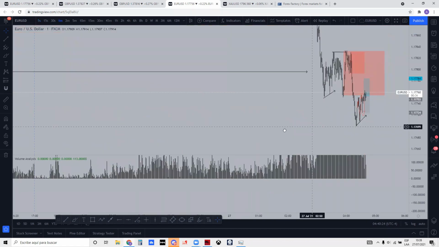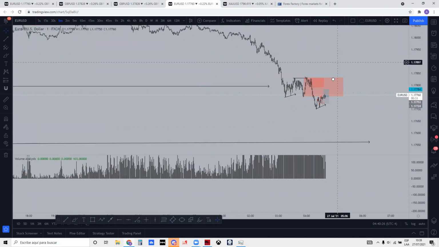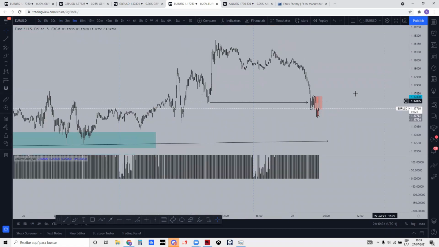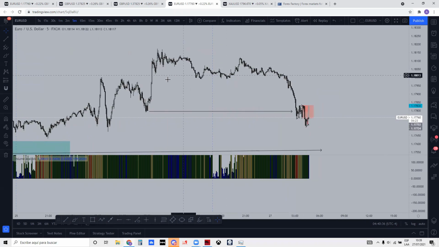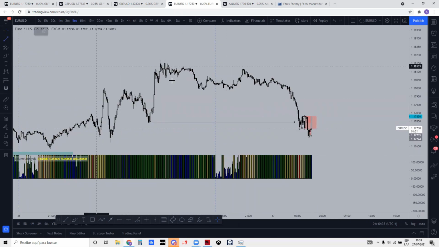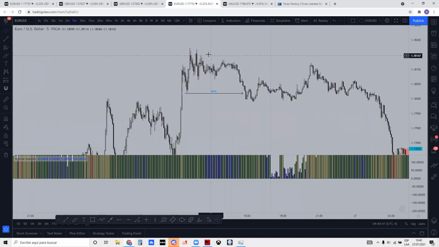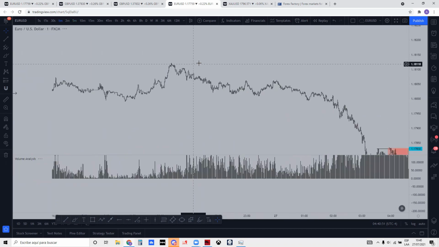If EURUSD takes the same path as GBP/USD, that means that the TP for this trade can be at least these equal highs. And we have a similar situation. All of this was a distribution on EURUSD. Actually, let's see. We should look at lower time frames.